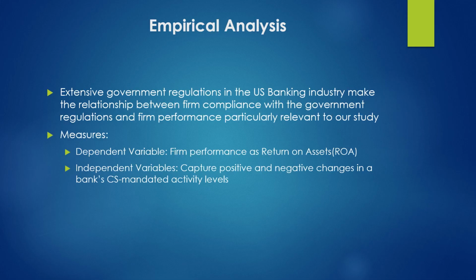Empirical analysis. Our paper tests its hypotheses on data from the US banking industry. Extensive government regulations in this industry make the relationship between firm compliance with government regulations and firm performance particularly relevant, because going above compliance with government regulations is one way a firm can differentiate itself from its peers. Also, the banks' CRA ratings used are based on independent assessments by federal government agencies. Their CS activity levels can be considered credible and reliable, unlike self-reports of CS activities.